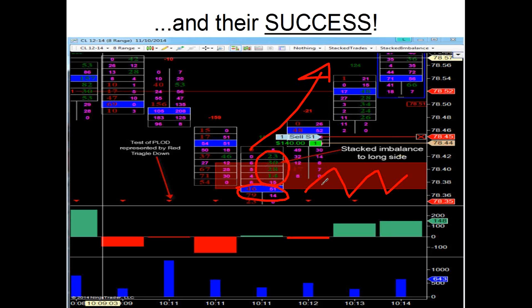You can see this person entered at 78.44. I don't know exactly where their stop was originally, but their maximum drawdown on this trade, I believe, was 5 or 6 ticks maximum. And by the time they took this screenshot, they're already up at 78.57, so they're already up 13 ticks.